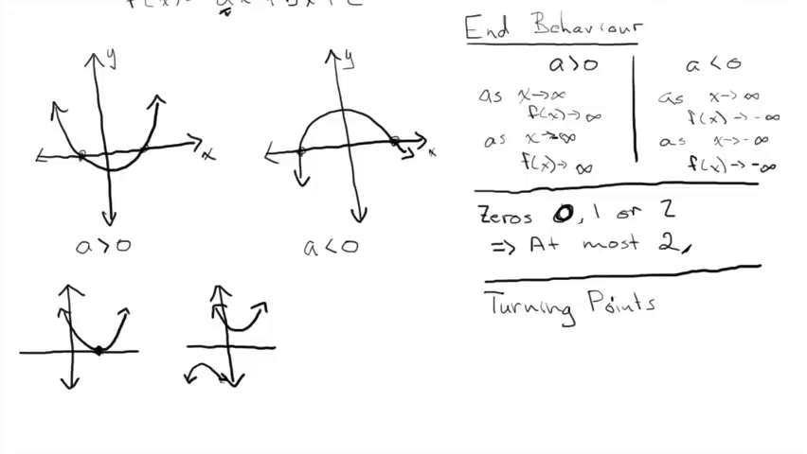Turning points. A turning point is where we change from decreasing to increasing or increasing to decreasing. And for a quadratic, that's just going to be the vertex. Right? The vertex is where we switch from increasing to decreasing or decreasing to increasing. No matter what quadratic you have, there is one turning point.